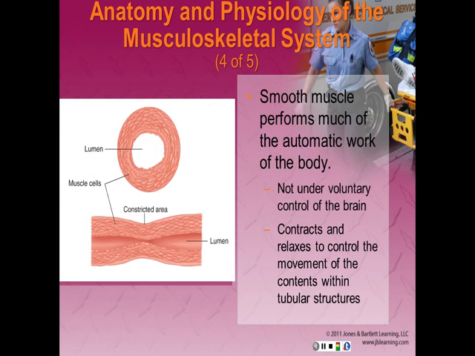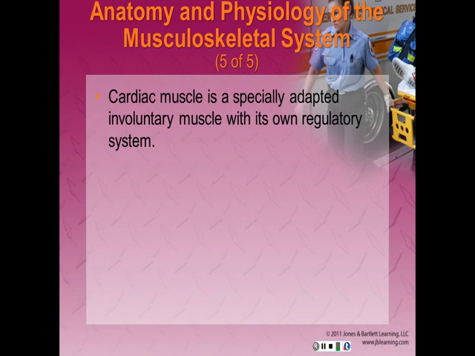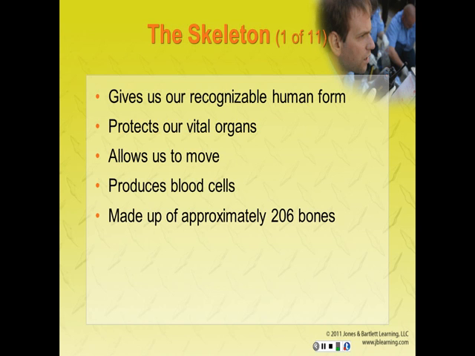Smooth muscle is also called involuntary muscle because it is not under voluntary control of the brain, and it performs much of the automatic work of the body. It is found in the walls of most tubular structures of the body, such as the GI tract and blood vessels, and it contracts and relaxes to control the movement of the contents within these structures. Cardiac muscle is a specially adapted involuntary muscle with its own regulatory system.